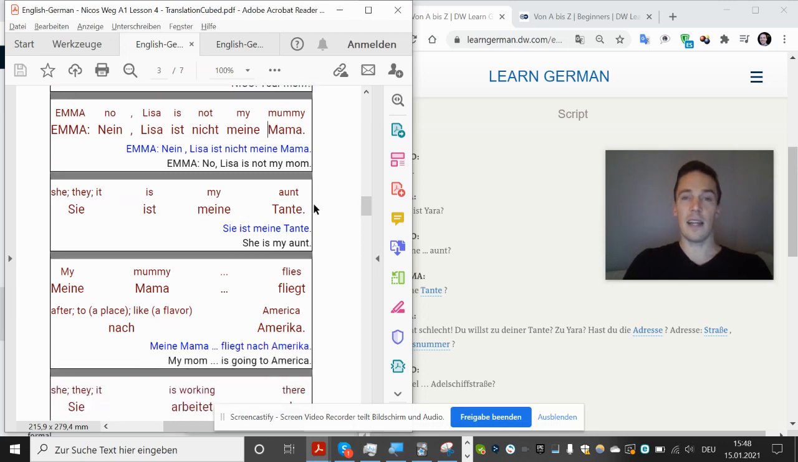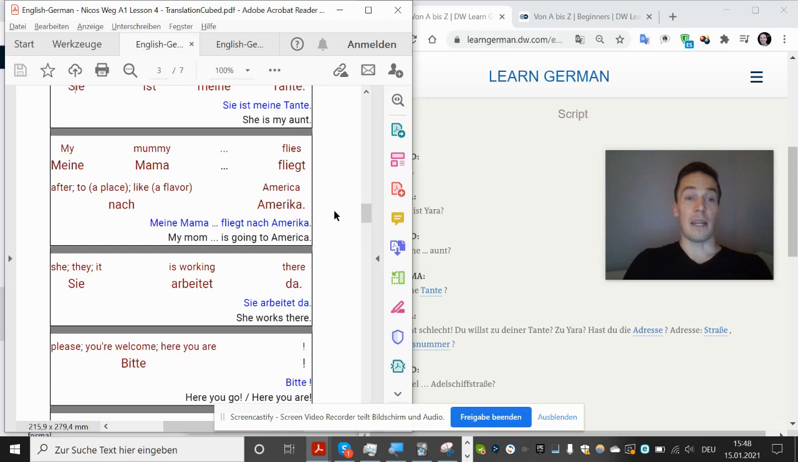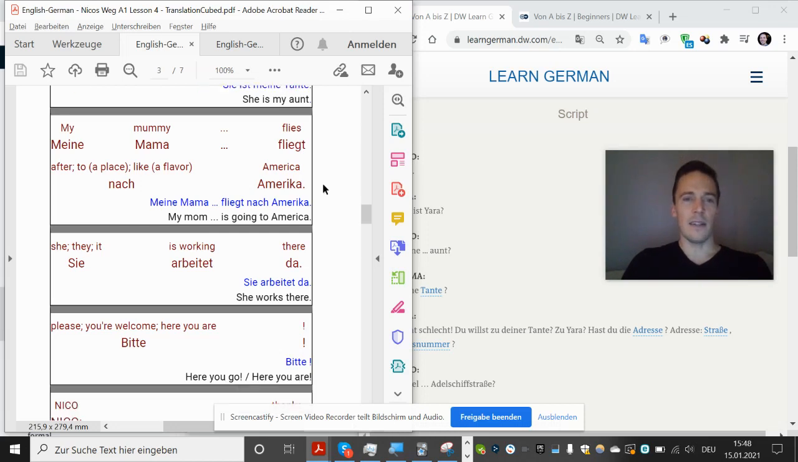Sie ist meine Tante. So an S at the beginning of a word is pronounced Z. Sie ist meine Tante. Meine Mama fliegt nach Amerika, she says. Here we have another CH, but it's following a back vowel, A, so it's nach, nach Amerika.